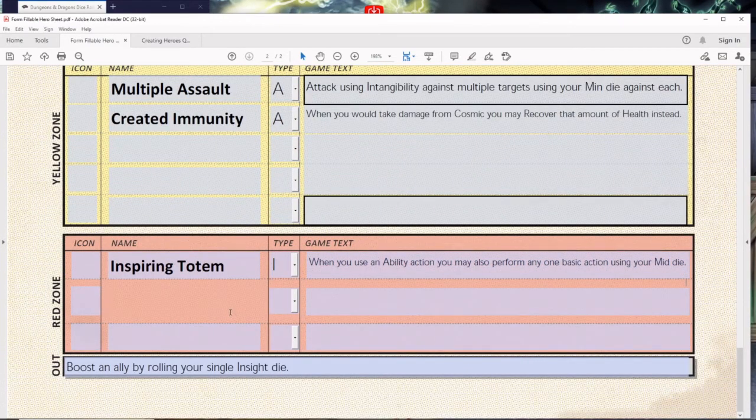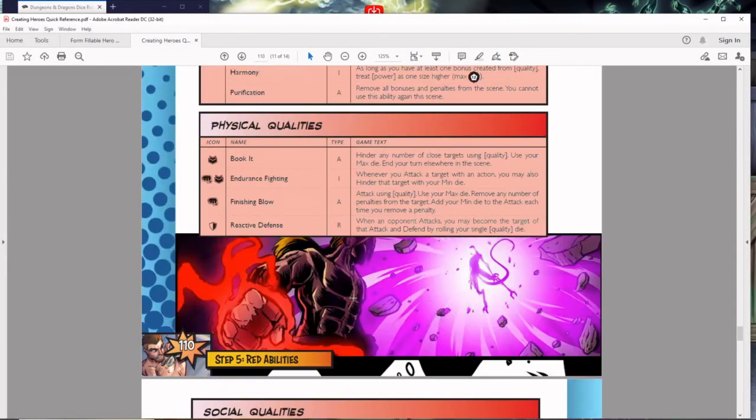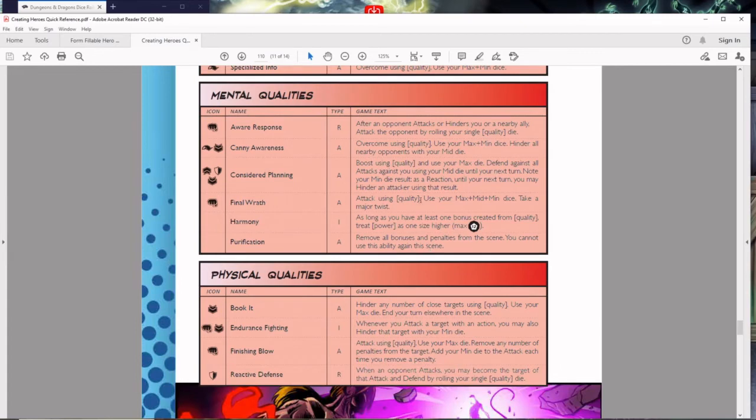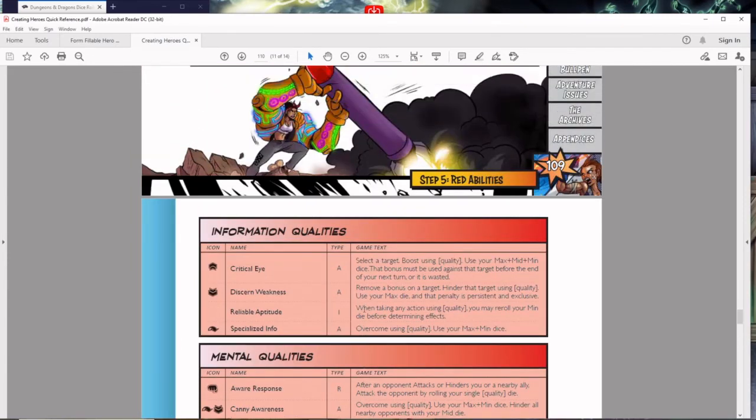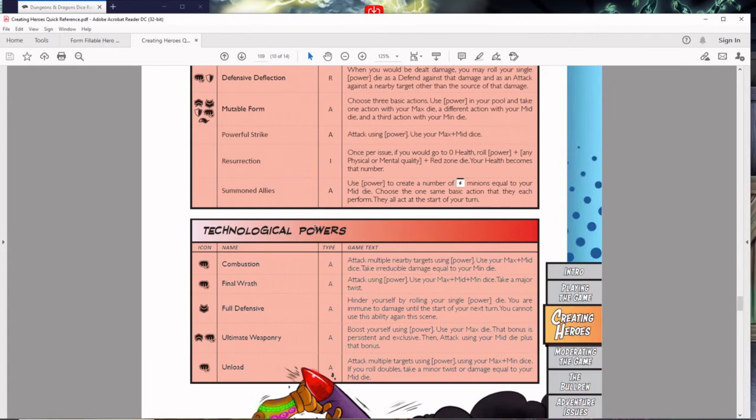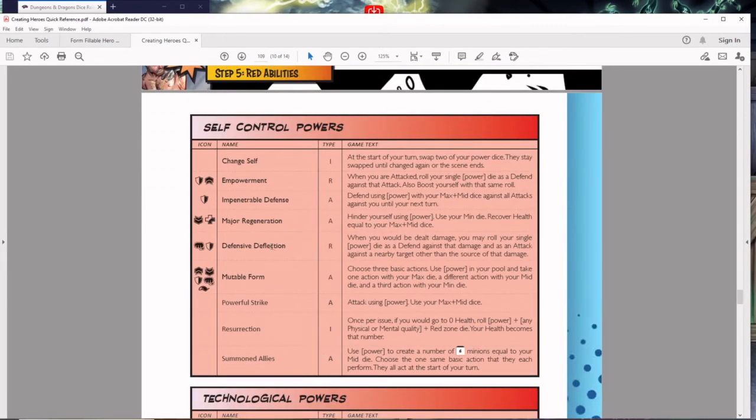It is something you get from ability actions. Okay. So let's look at, we do not have a reaction, aware response. After an opponent attacks or hinders you or a nearby ally, attack the opponent using your single quality die. It would have to be deep space knowledge, which would limit where you could use it. No, that's mental qualities. We do not have that. Let's see. Technological, these are all actions. Self-control. When you would be dealt damage, you may roll your single, would be intangibility, as a defend against that damage, and as an attack against a nearby target other than the source of that damage. That works. As a defend, it can also boost yourself with that same roll.